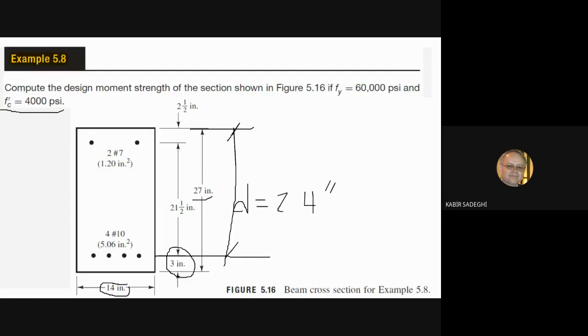The value of f prime s is given as 4 number 10, and we find A_s from the table. And for compression steel, 2 number 7, we find A prime s from the table. And d prime is given as 2.5 inches. Now let's see the solution.